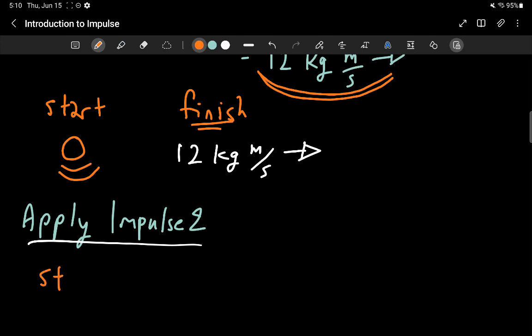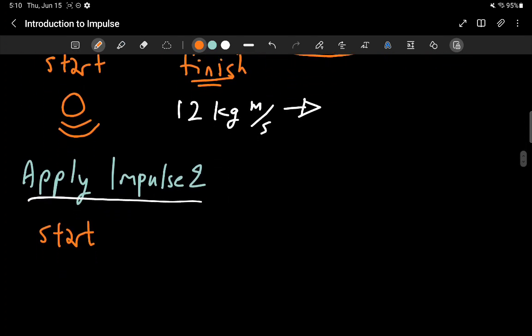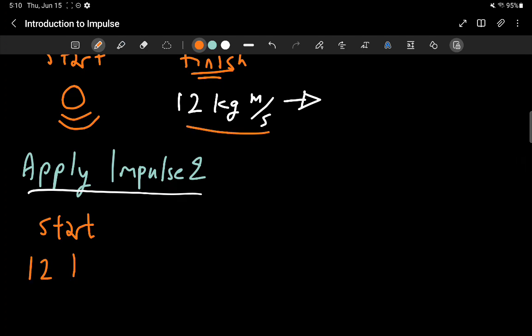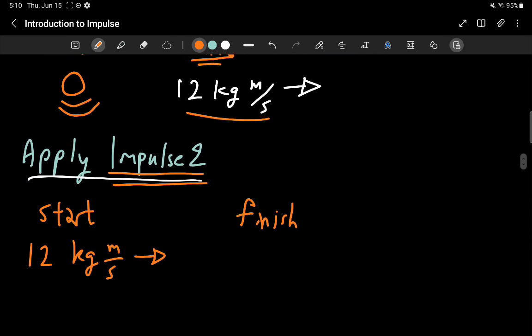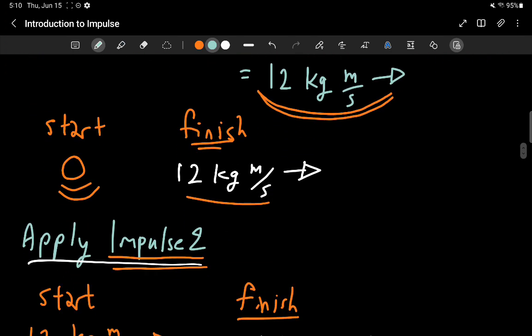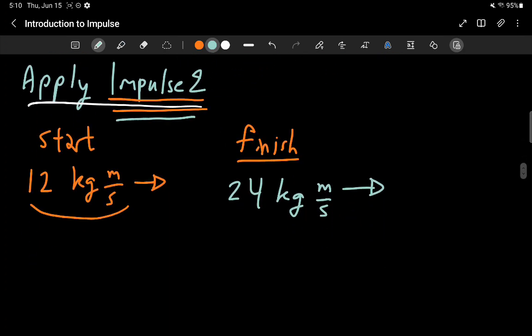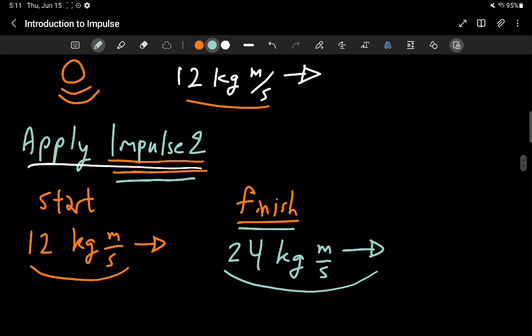The starting value is the value of the momentum actually after impulse 1, right? So the starting value is this value, 12 kilograms meters per second towards the right. And the finishing value is the result of adding impulse number 2 to the starting value, because impulse number 2 is the change. So the change causes the finishing value to have this large value of 24 kilograms meters per second towards the right. So the result of applying impulse 1 first and then impulse 2 afterwards is to increase the momentum of our object from 0 all the way to 24 towards the right.